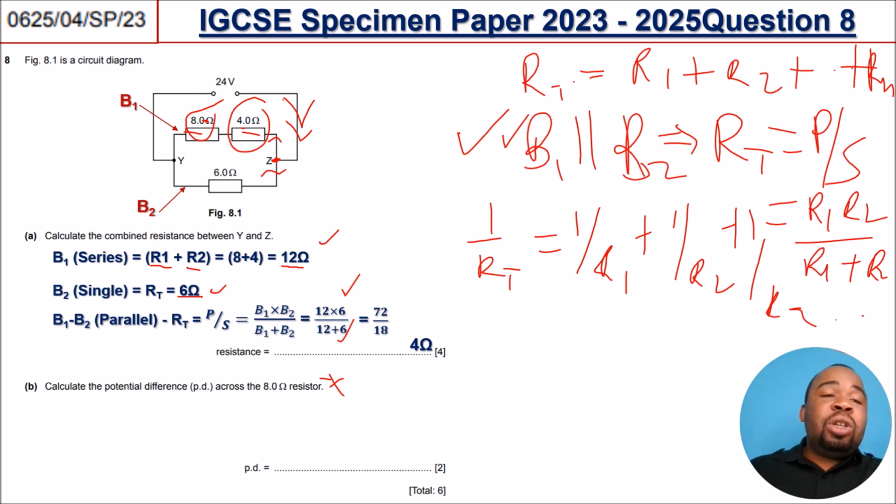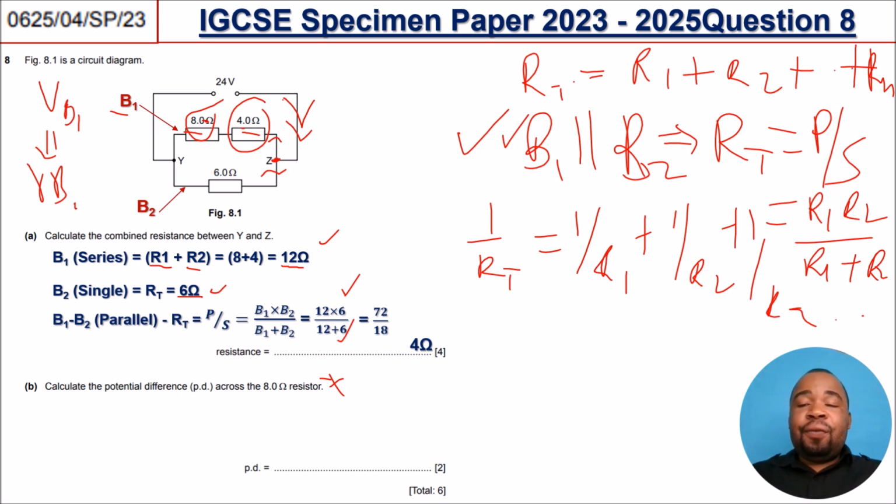In other words, the voltage across branch 1 is equal to the voltage across branch 2. No matter the resistances, voltage is not divided. Voltage across branch 1 is equal to voltage across branch 2. This is the rule for parallel circuits. In other words, we can say the voltage across branch 1 is 24 volts. The voltage across branch 2 is 24 volts. The voltage of the branches is equivalent to the voltage of the source.